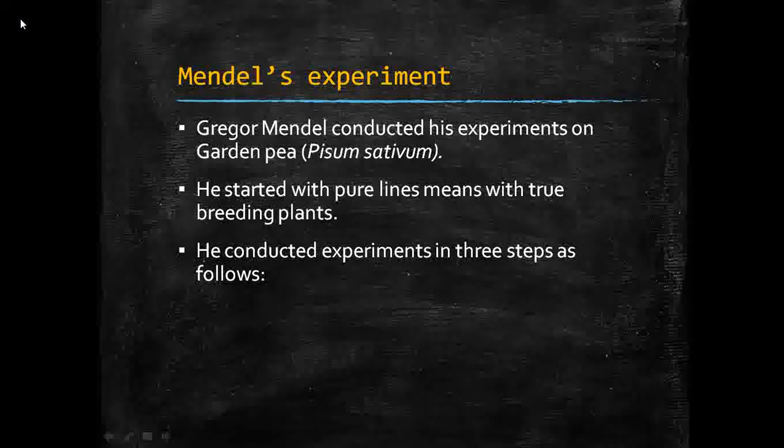True breeding plants show the same characteristics in the offspring, meaning the characters found in the parents are also seen in the next generation. So those are called true breeding plants. Now the question arises, how did he get these pure lines? Pure lines can be obtained by crossing or self breeding those plants in 3 steps as follows.